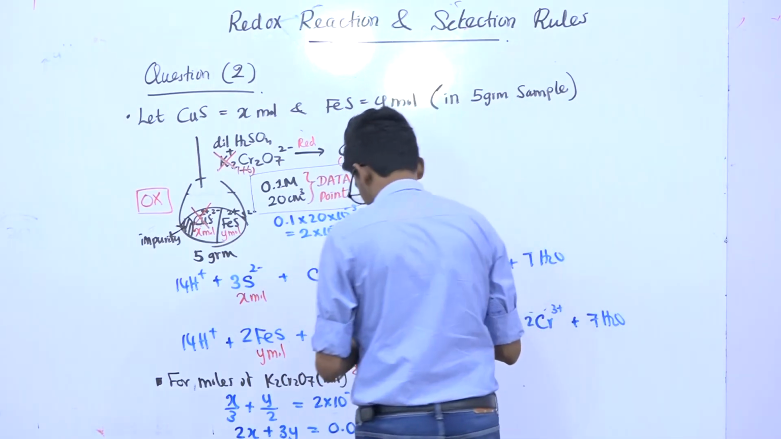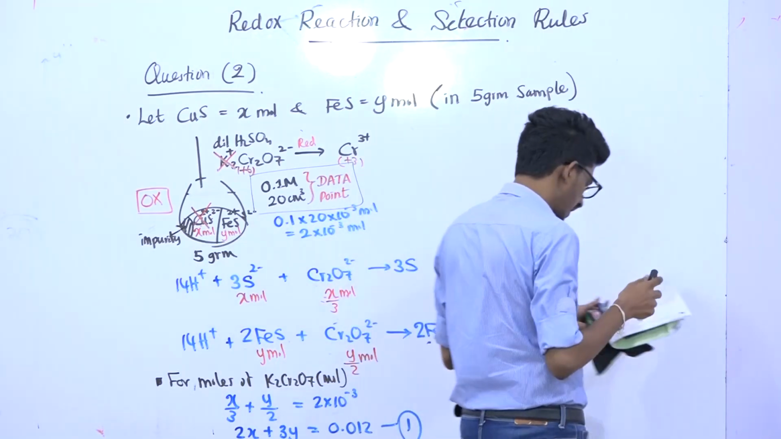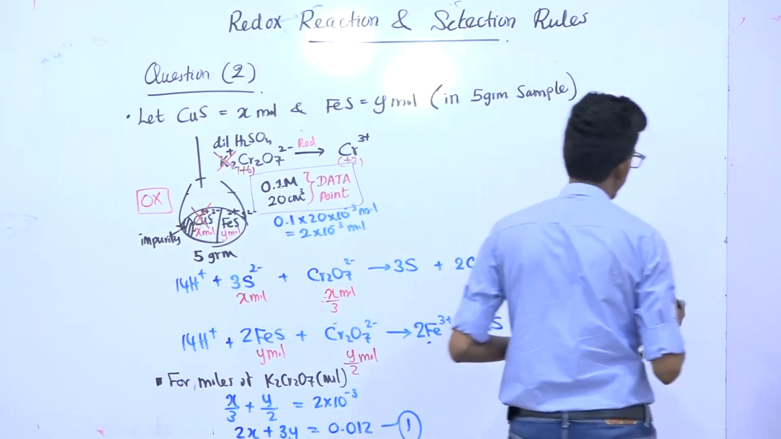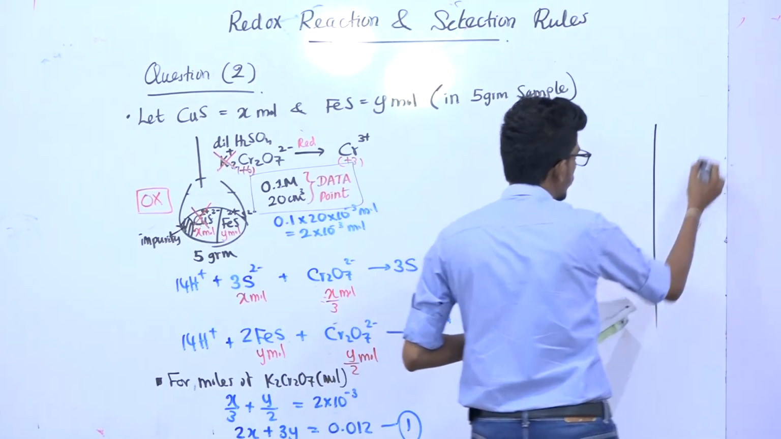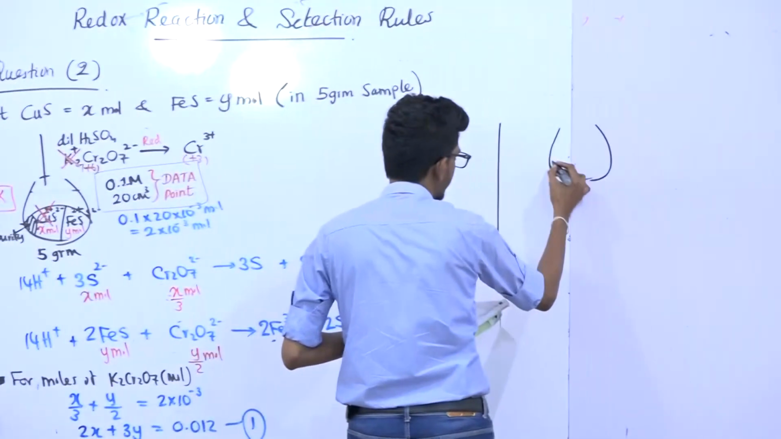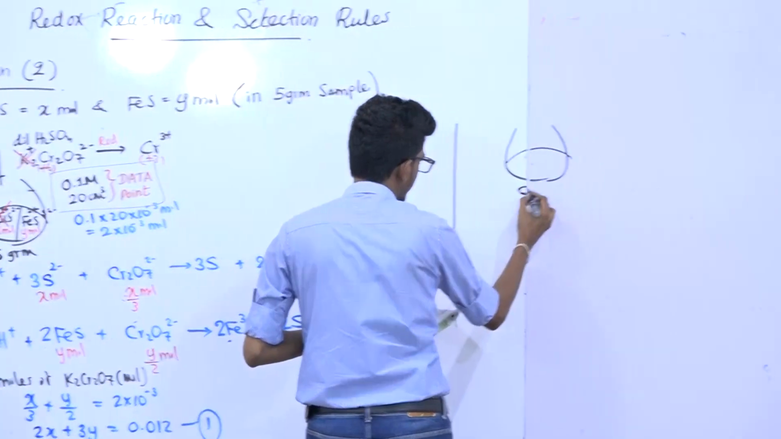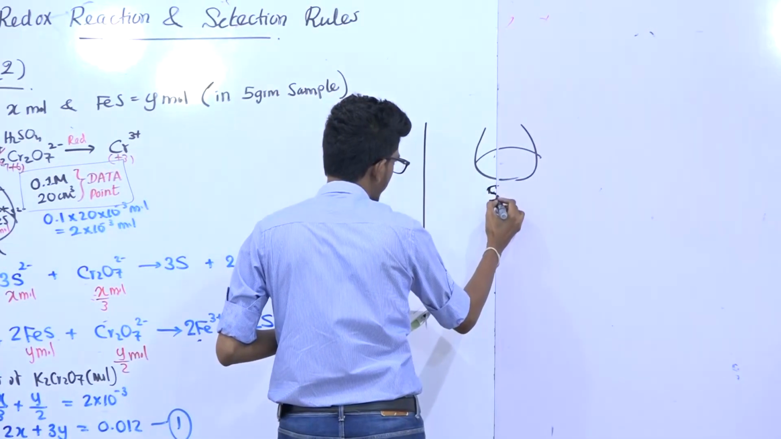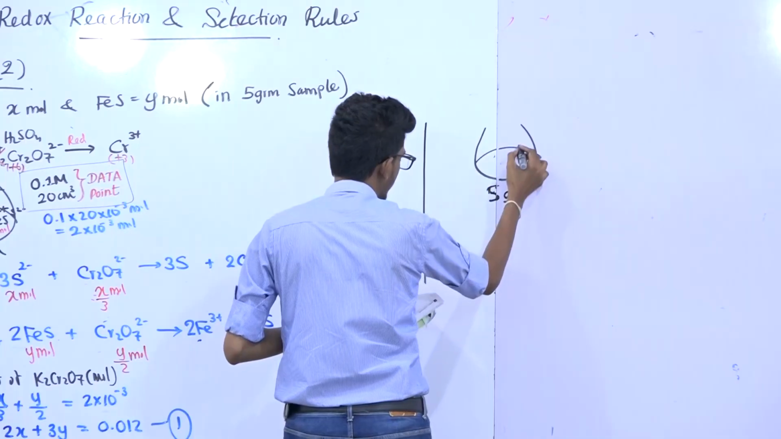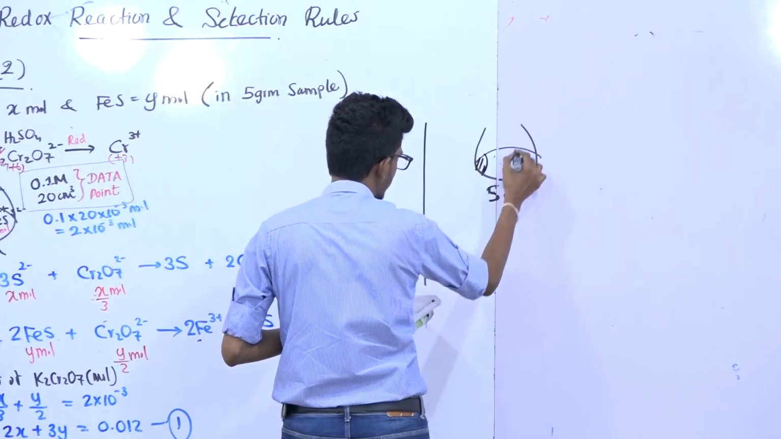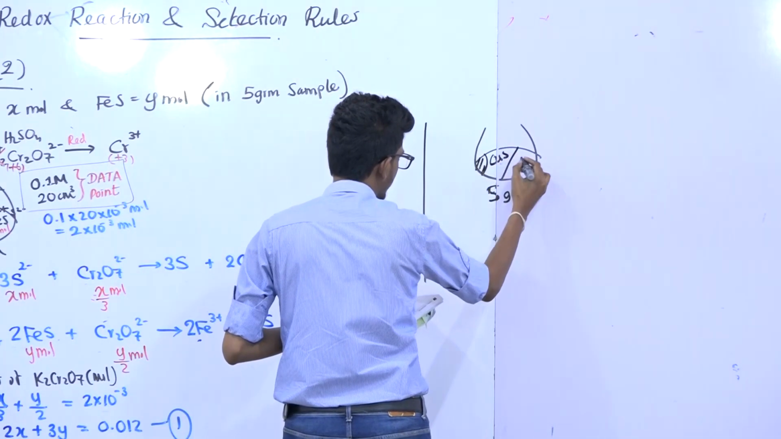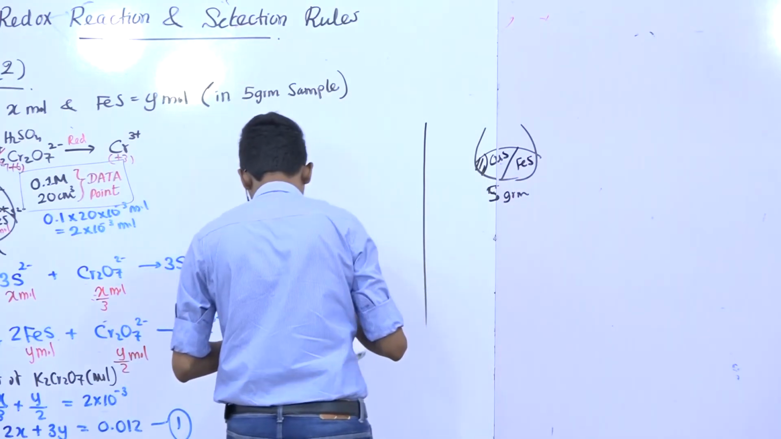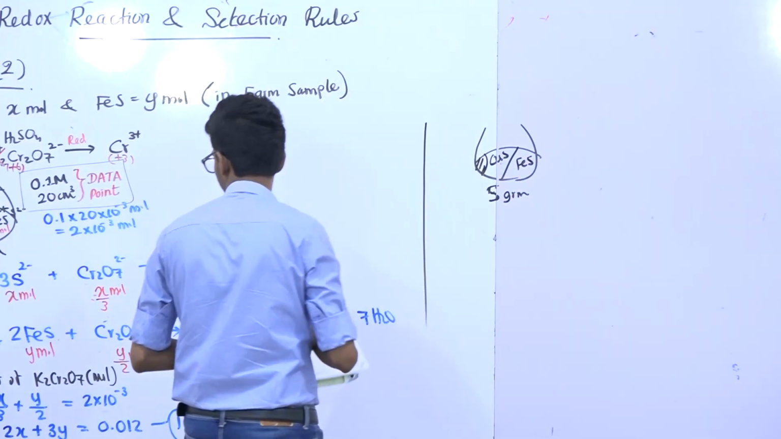What it says: to another 5 grams of sample A. So 5 grams means the same situation. Copper sulfide and FeS are there, so you have the x moles as well as y moles.